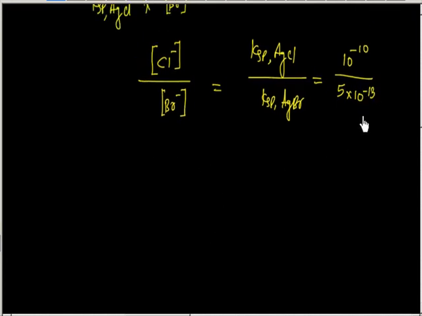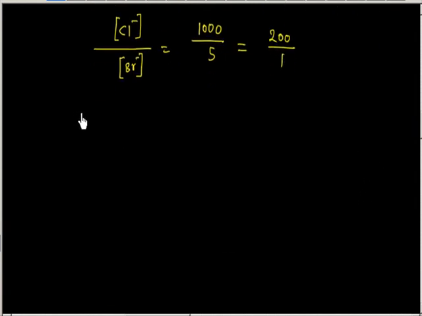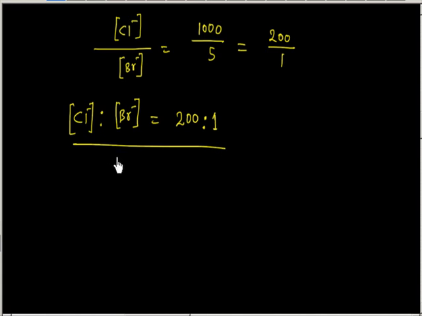So now I can write Cl minus divided by Br minus as 10 to the power minus 10 divided by 5 into 10 to the power minus 13, which is 1000 divided by 5, simple. So this is 200 divided by 1. So the ratio of Cl minus to Br minus is simply 200 is to 1. If this is the concentration ratio, you will have E cell equal to 0.